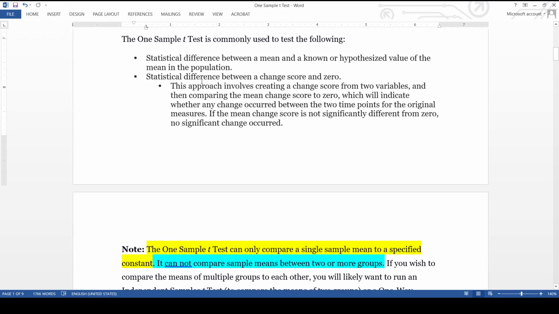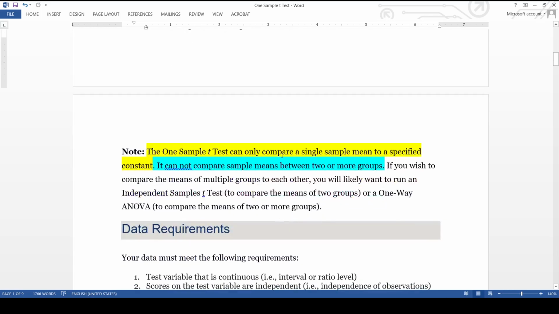So we can use the statistical difference between a change score and 0. This approach involves creating a change score from two variables and then comparing the mean change score to 0, which will indicate whether any change occurred between the two time points for the what? Original measures. This is another one.